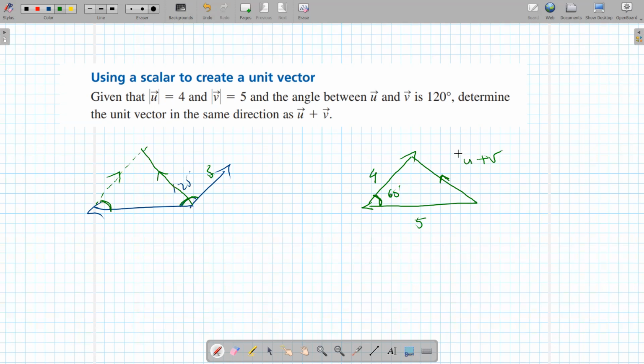How do we find this missing side up there? It's a side angle side question. Cosine law, exactly. So u plus v, that side is going to be the square root of a squared plus b squared minus 2ab cosine theta. So let's plug this in. 4 squared plus 5 squared minus 2 times 4 times 5 times cosine 60. The answer is 4.58.